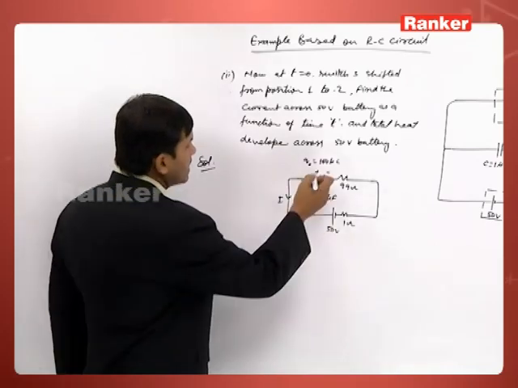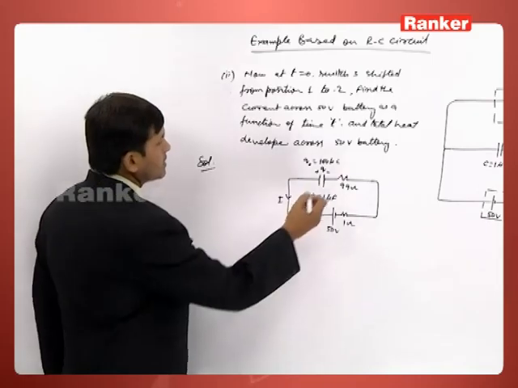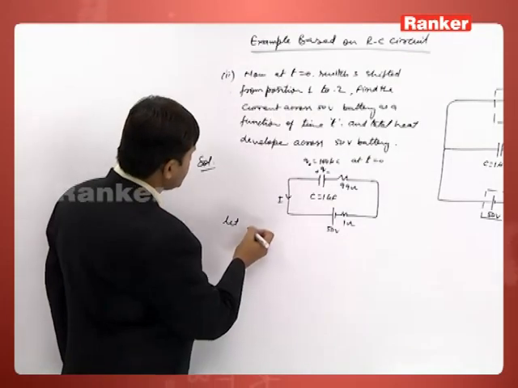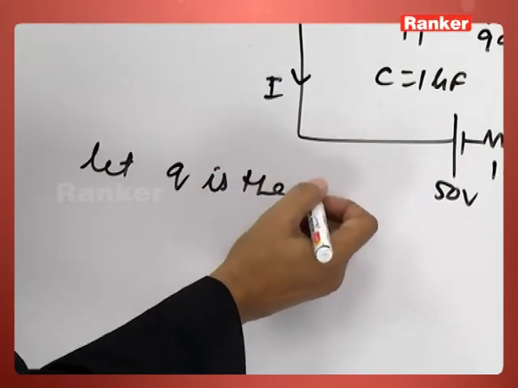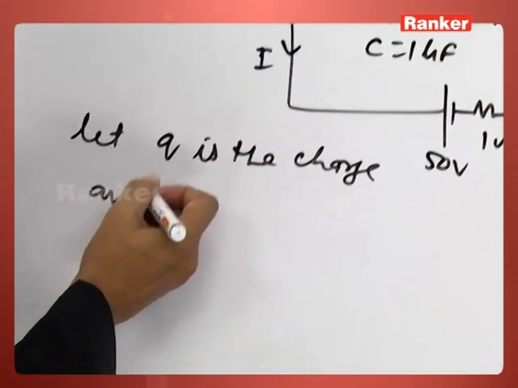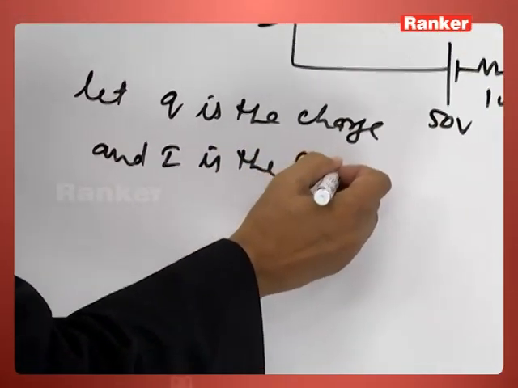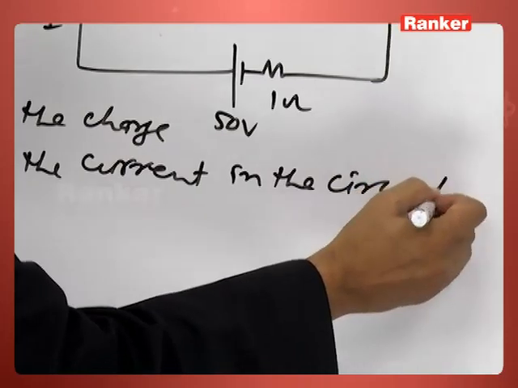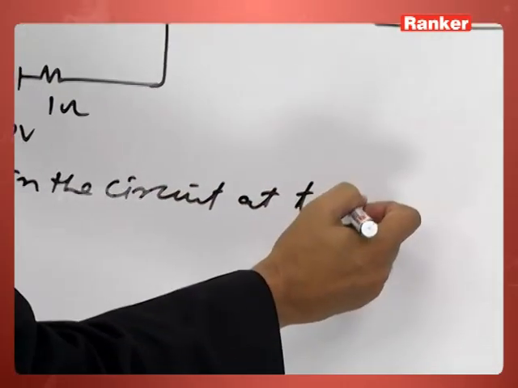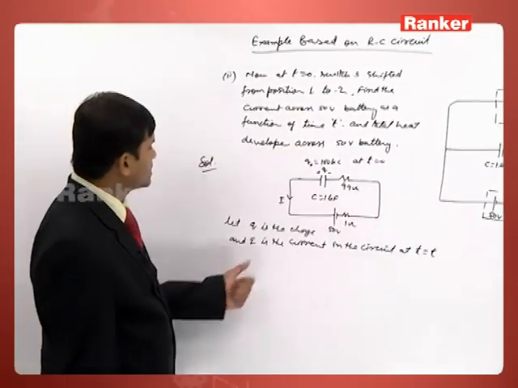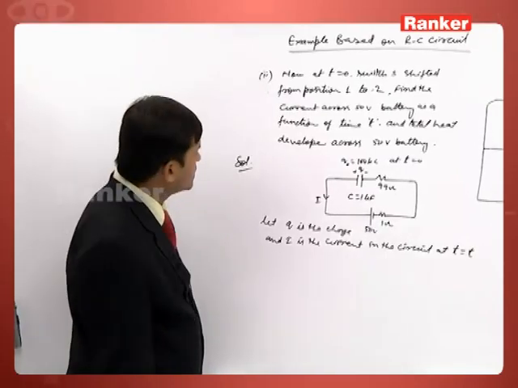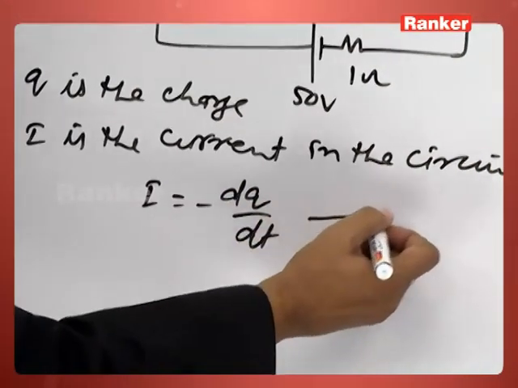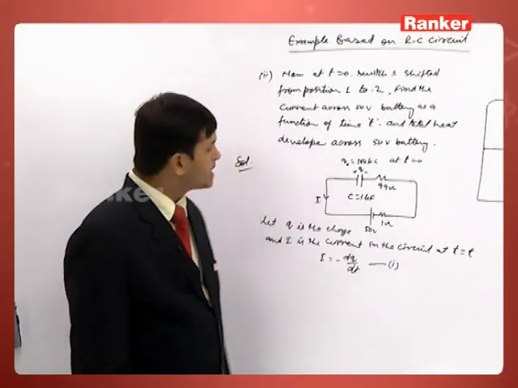So let I be the current and Q be the charge at time t. So this charge is at t equal to 0. We can write here, let Q be the charge and I be the current in the circuit at t equal to t. The first equation: I is equal to minus dq by dt, because the charge on the capacitor is decreasing.